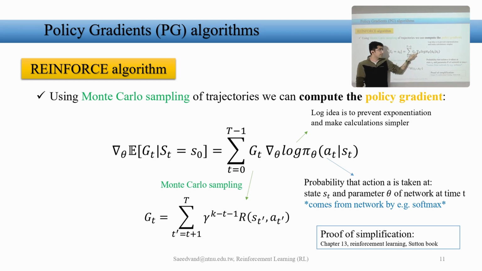Then we calculate the gradient of the logarithm of that probability. Then multiply that by G_t, the discounted reward. Then we can calculate the expected reward for the gradient descent algorithm that we have.